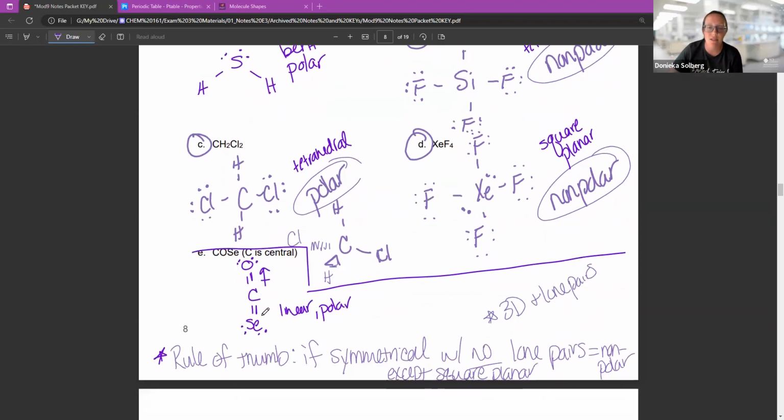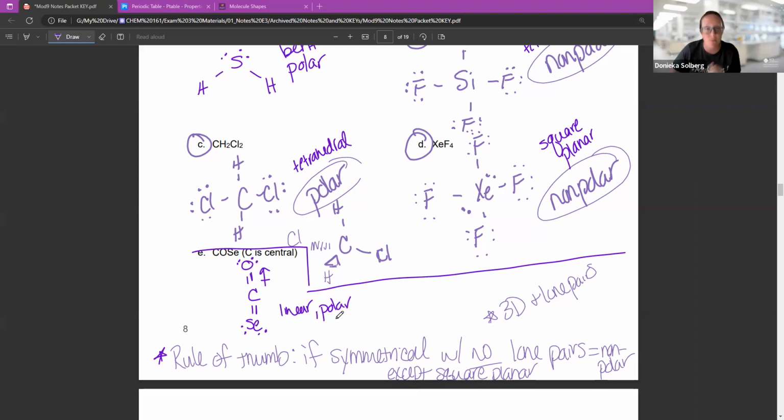Now, COSe looks like carbon dioxide. It's got double bond O, double bond Se. However, oxygen and selenium are very different in electronegativities. Oxygen is much more electronegative, so we're really going to have a dipole up here and really nothing down here. These are actually about the same. So they do not cancel out because they are not the same atom. They're not the same electronegativity. So this does end up being polar even though it's linear.